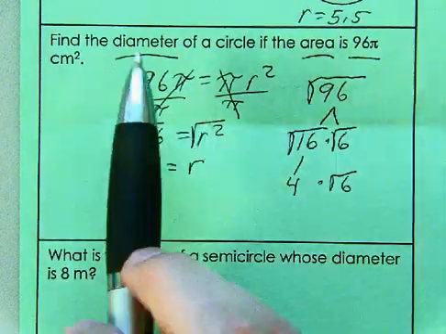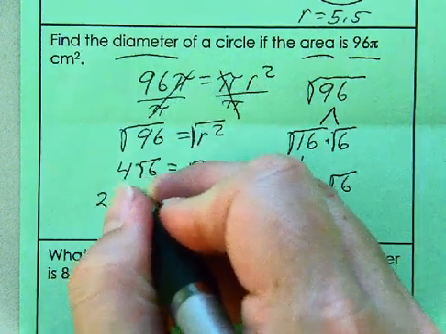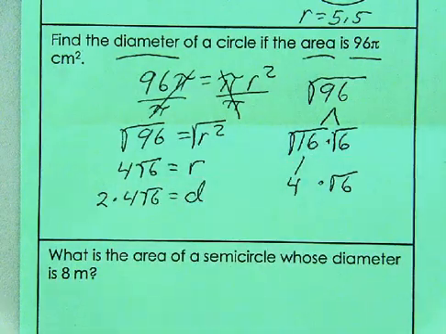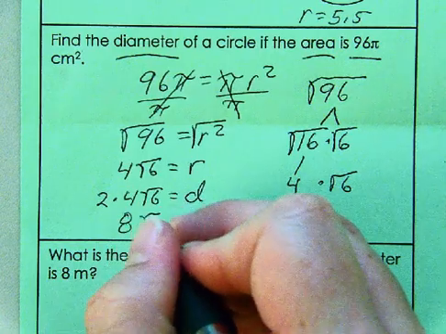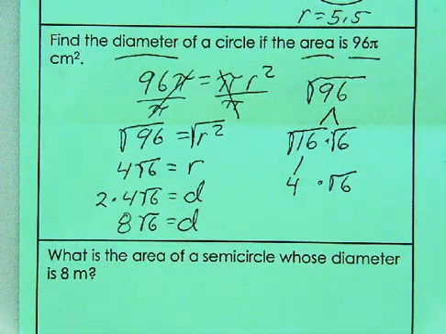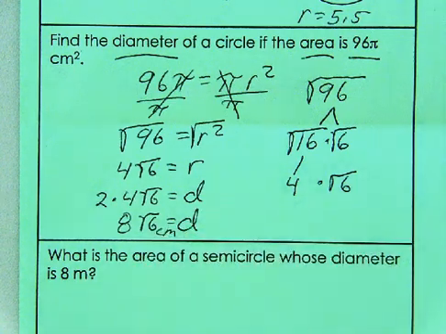But it asked me for diameter. So I'm going to take 2 times 4 square root of 6 to get my diameter. 2 times 4 gives us 8. So that's 8 square root of 6 equals diameter. And then we also need a label, centimeters. So don't forget those labels.